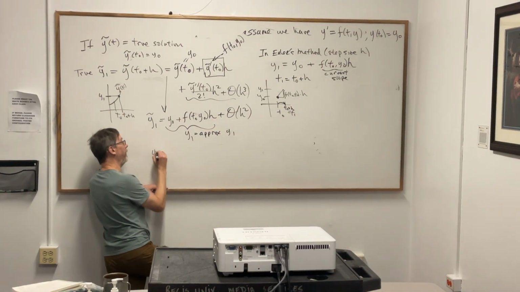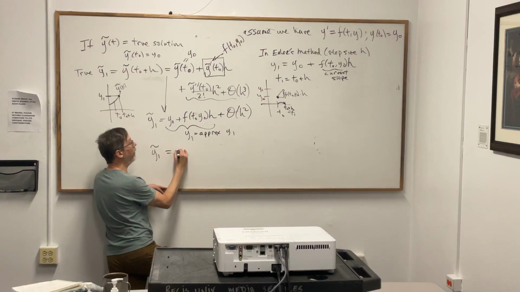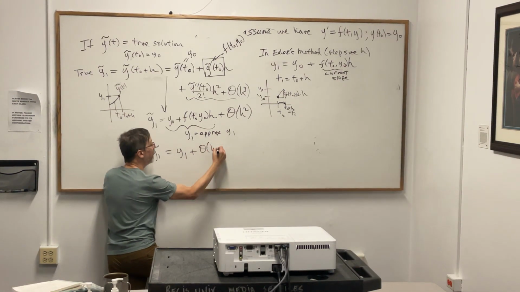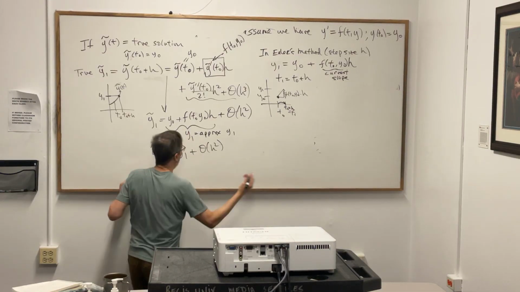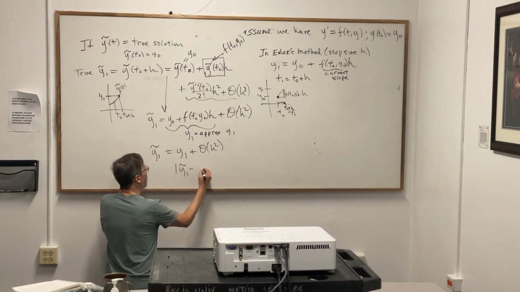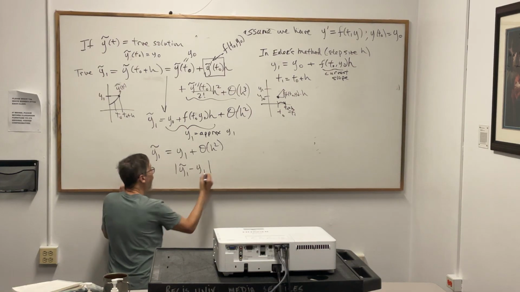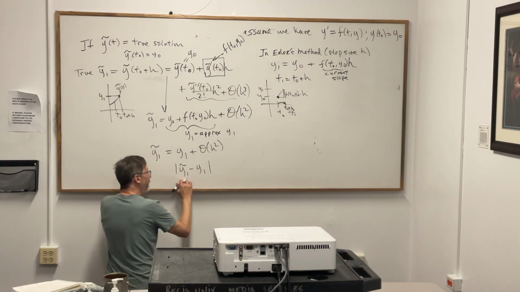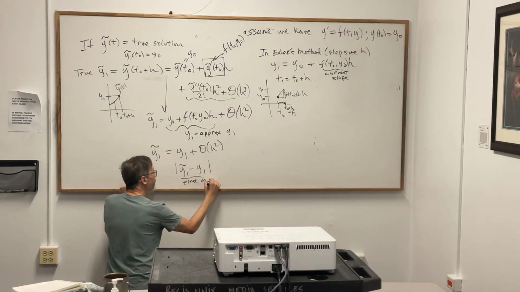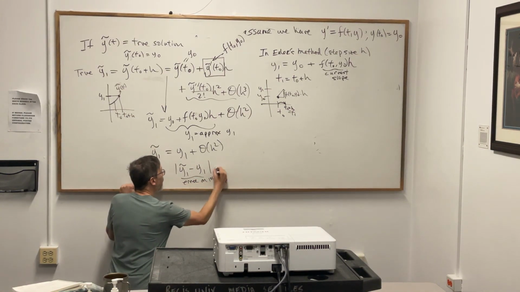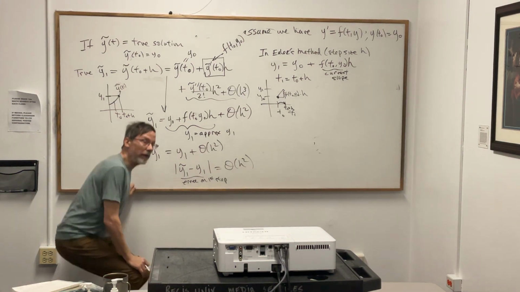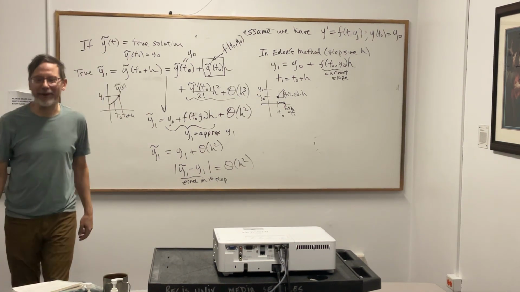So now we see that the true y1 equals the approximate y1 plus some order h squared stuff, and we can make this look a little more error-like: the error on the first step is an order h squared error. Yeah, that sucks. I'm sorry.